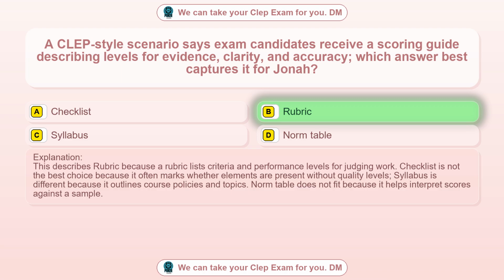This describes rubric because a rubric lists criteria and performance levels for judging work. Checklist is not the best choice because it often marks whether elements are present without quality levels. Syllabus is different because it outlines course policies and topics. Norm table does not fit because it helps interpret scores against a sample.